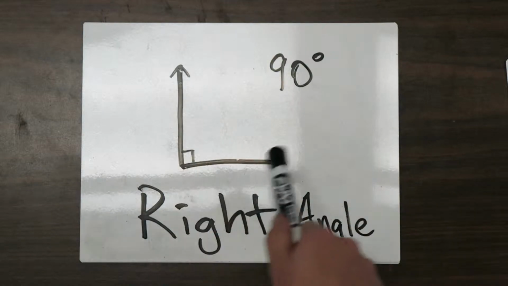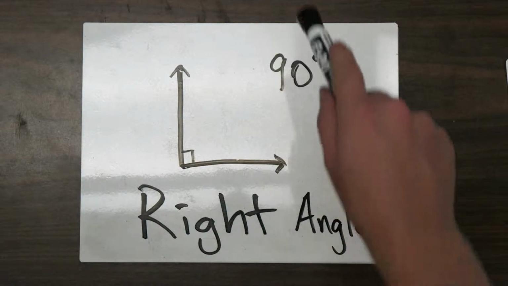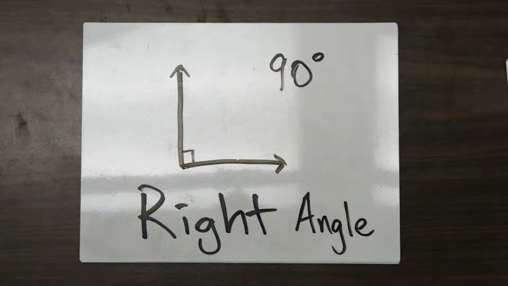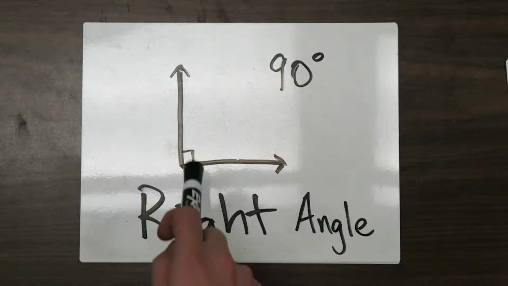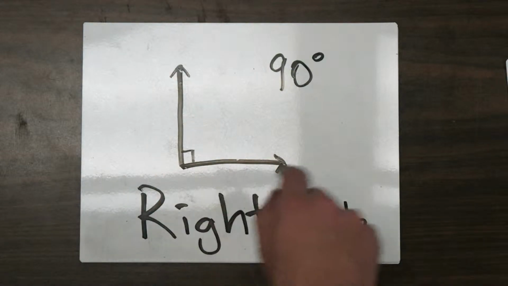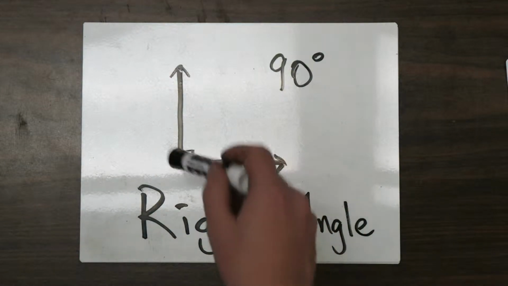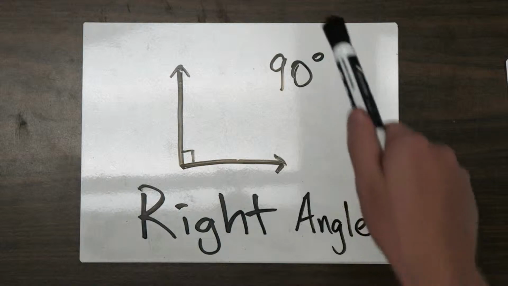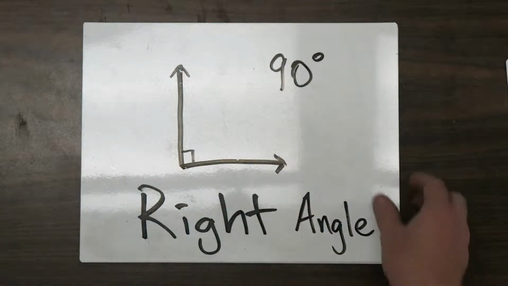A right angle is 90 degrees, and we're going to talk about what this 90 degrees thing means in just a second. Oftentimes you'll see a little box down here with a right angle. This indicates that it is in fact a 90 degree angle, a right angle.